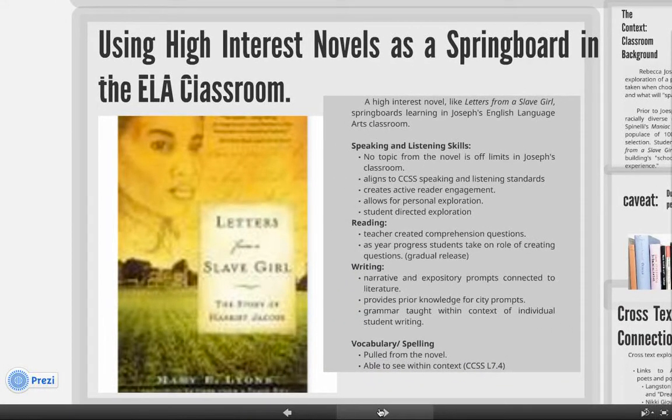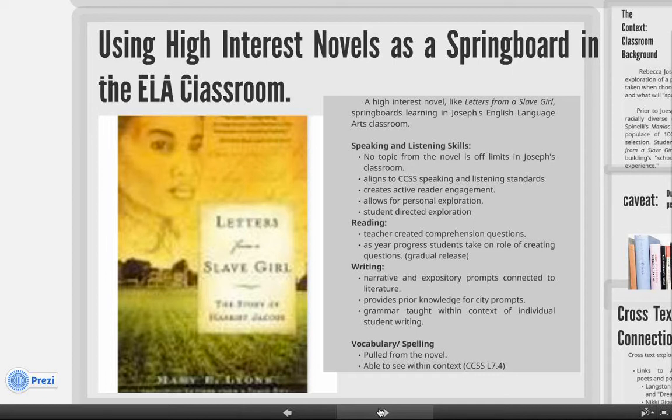Using high-interest novels as a springboard in the ELA classroom. The greatest portion of the novel stems from how the novel allowed her to teach specific skills. A high-interest novel like Letters from a Slave Girl springboards learning in Joseph's ELA classroom.